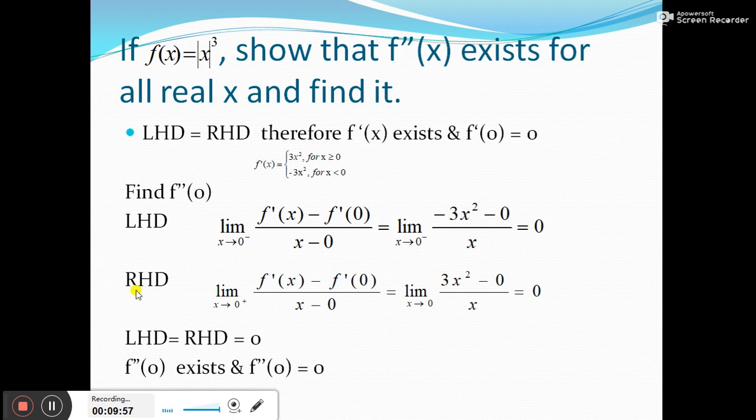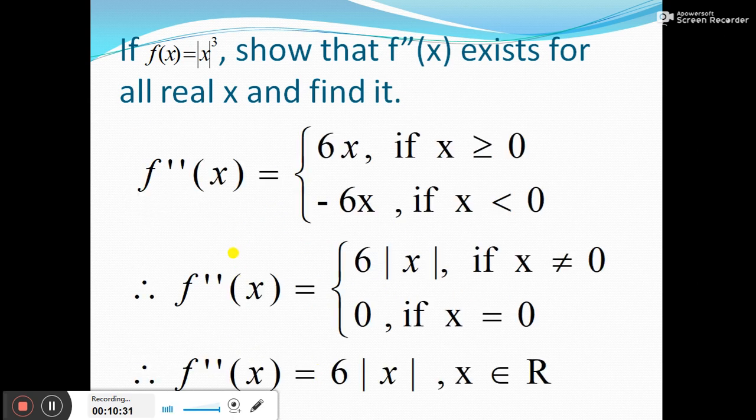In the same way for the right hand derivative, limit x tends to 0 positive, f dash x minus f dash 0 by x minus 0. For 0 positive, the function is 3x square, minus 0 upon x, and therefore on simplification we get 0. It means left hand derivative is equal to right hand derivative is equal to 0. It means f double dash 0 exists and its value is equal to 0. I hope you understand this part.